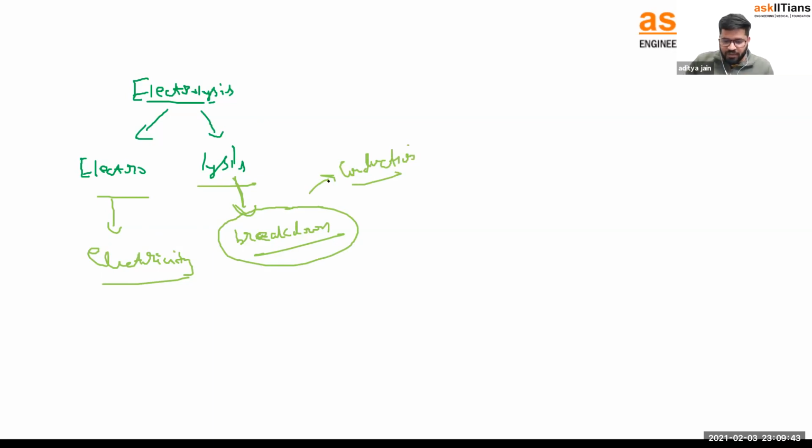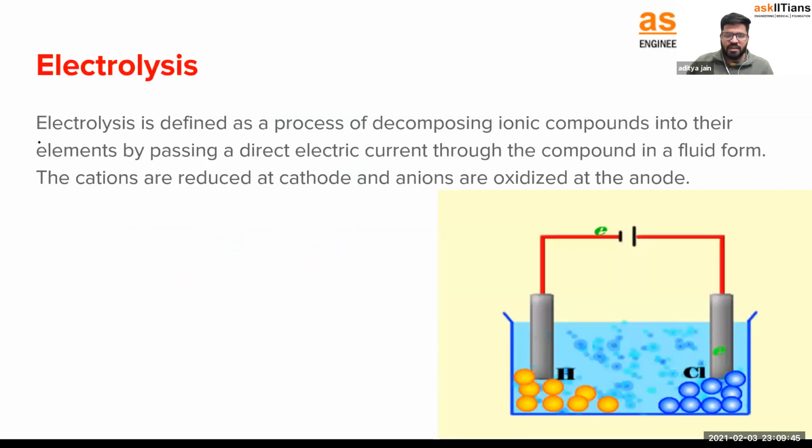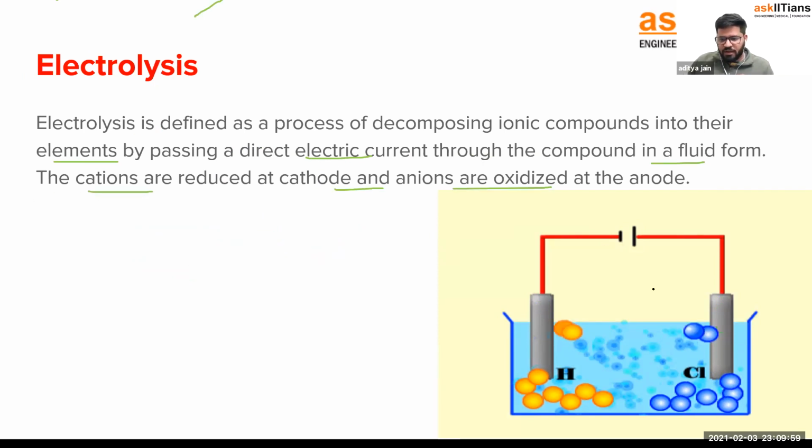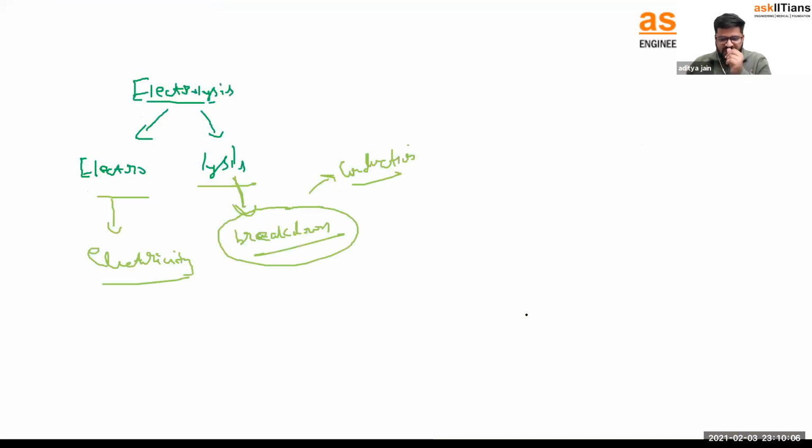If I go by the definition first, what is electrolysis? Electrolysis is defined as a process of decomposing ionic compounds into their elements by passing a direct electric current through the compound in a fluid form. So the cations are reduced at the cathode and anions are oxidized at the anode. This thing is clear.